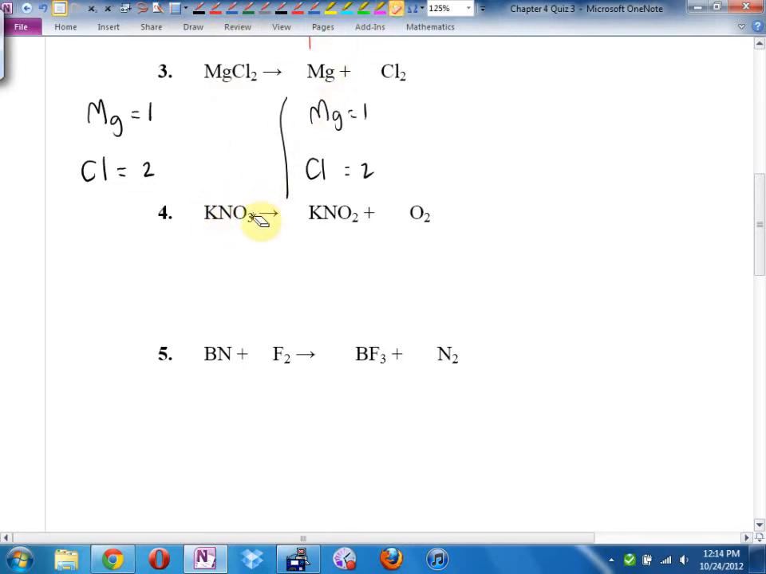Careful, that 3's on the O, but is it on the K? Say no. So how many K's are there on the left-hand side, kiddo? 1. Nice. Come on, eraser.